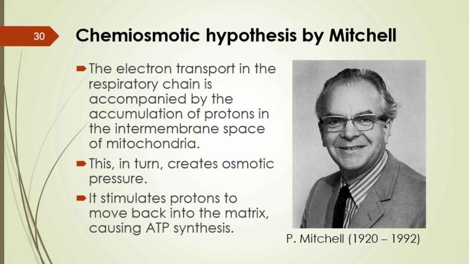The mechanism of ATP synthesis in mitochondria is described by the chemiosmotic hypothesis proposed by Peter Mitchell. According to this hypothesis, the components of the respiratory chain located on the inner mitochondrial membrane capture protons from the mitochondrial matrix during electron transport and transfer them to the intermembrane space. This creates osmotic pressure, which stimulates protons to move back into the matrix and causes ATP synthesis.